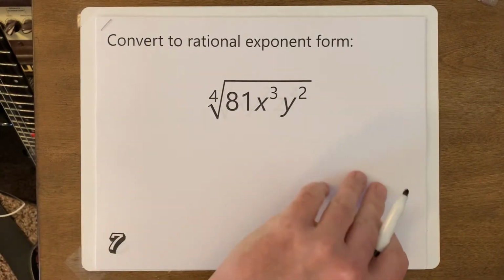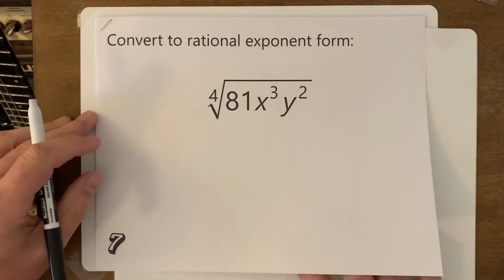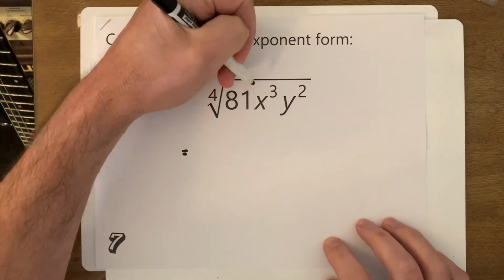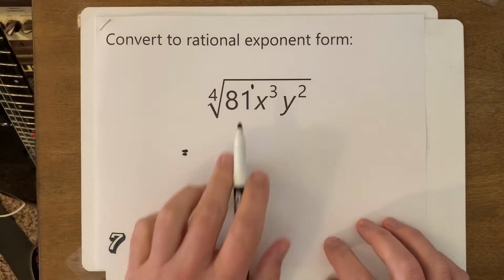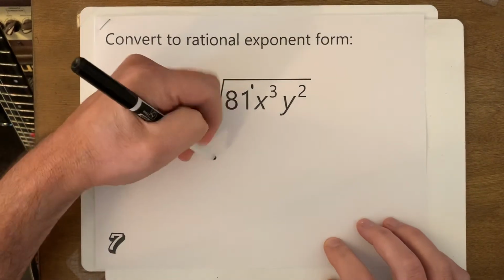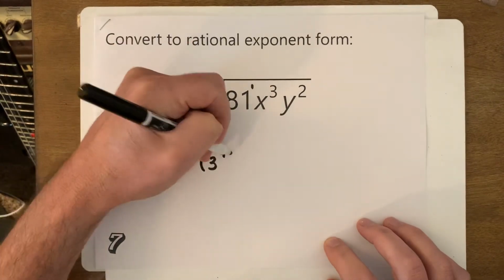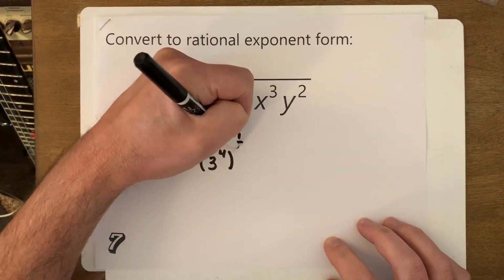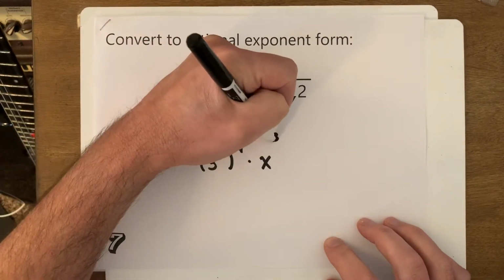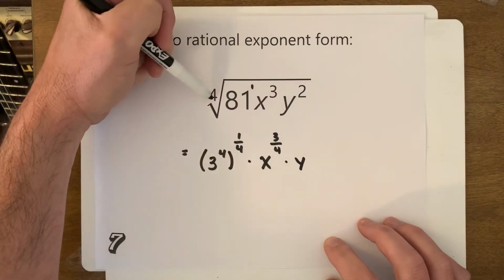All right, let's try this one. And so we see that we're going to have some increasing difficulty as we go. No big deal. Okay, this one. This is 81 to the 1st power, right? But remember, 81 is 3 to the 4th power. And so I'm going to go ahead and write that 3 to the 4th power there, right? To the 1/4 times x to the 3/4 times y to the 2/4, which would be the same thing as 1/2.